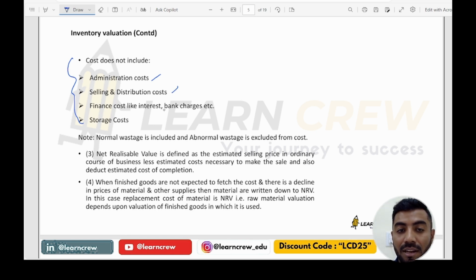Then finance cost like interest, bank charges, etc. Okay, this also we do not include. Then storage cost. Storage cost of the inventory, which is being incurred. You'll be paying some rent and all. No, that will not be included. Okay. These are the costs which are not to be included.